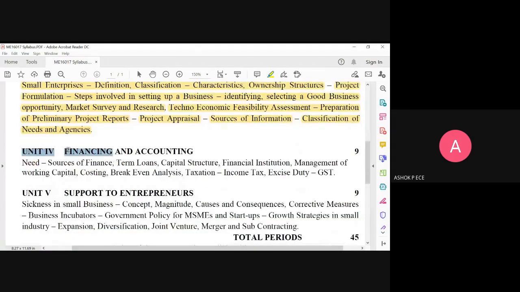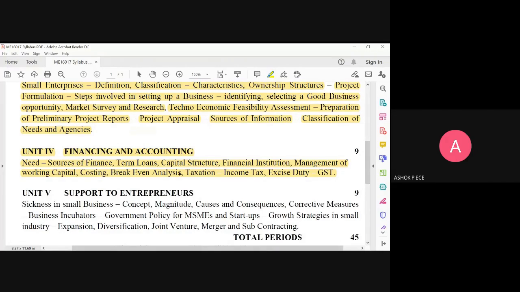Unit 4 is about financing and accounting. Sources of finance, term loans, capital structure, financial institution, management of working capital, costing. See, this is fully about money. So, how are you going to handle money? Where are you going to get your loans? Whether you're going to get short-term loans or long-term loans, where is your capital coming from? And how is your company defined as a financial institution? And how we are going to manage your capital, costing, what all the costs are involved in your business.